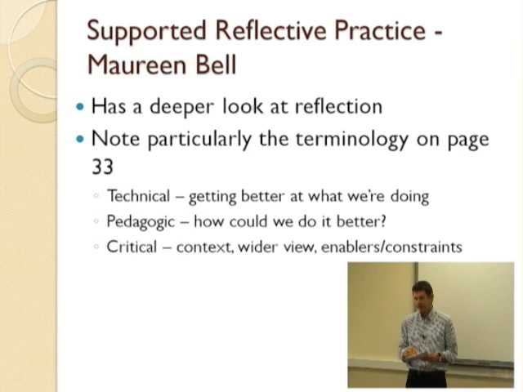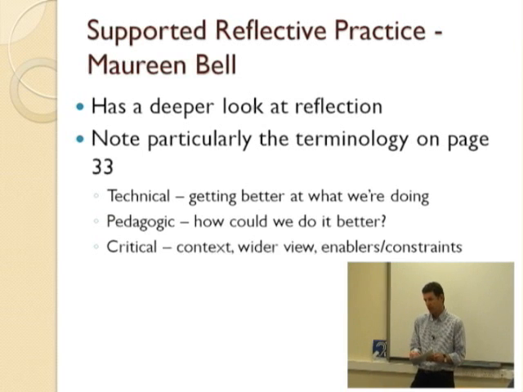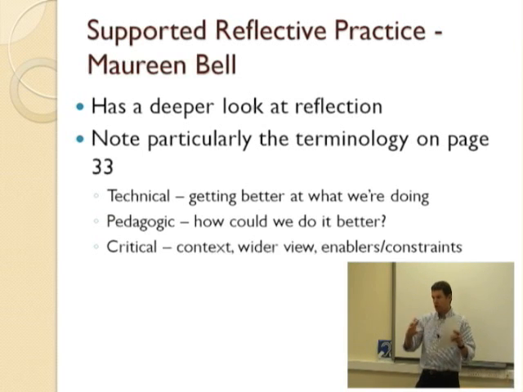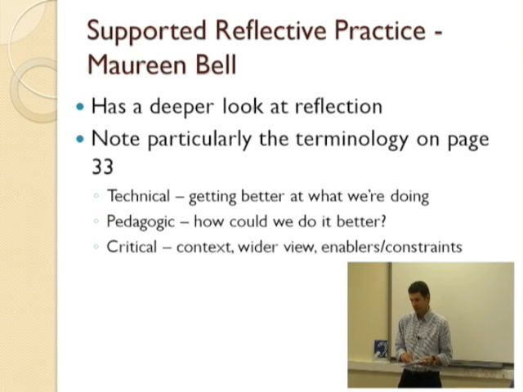Critical reflection, and I'll be spending some time talking about how we use the word critical, but it means thinking about the context within which we work, how the context affects, perhaps enables or prevents us from doing things that we'd like to. So critical is about taking a wider view on reflection or thinking about what we do, thinking about the wider factors that influence us. That's what I'd like you to get from this article, page 33's critical part of it.